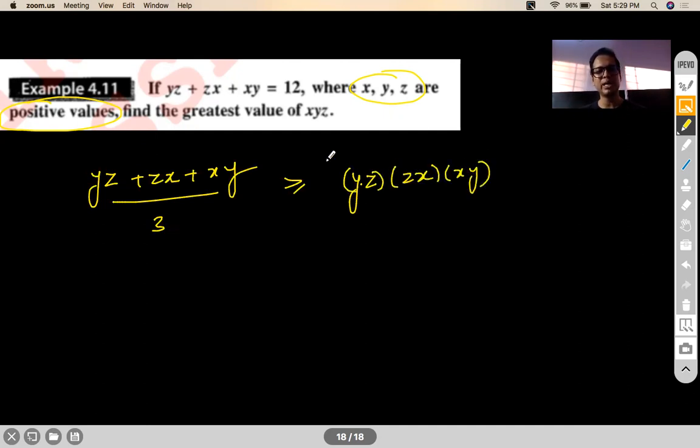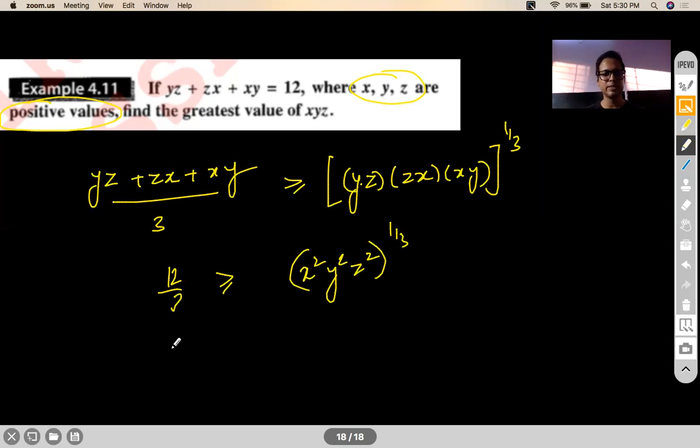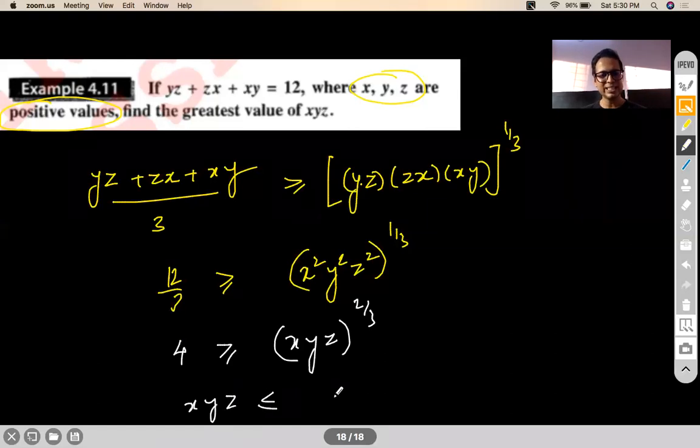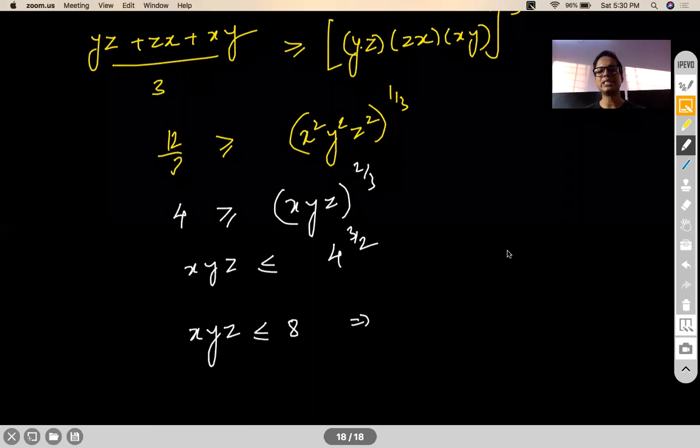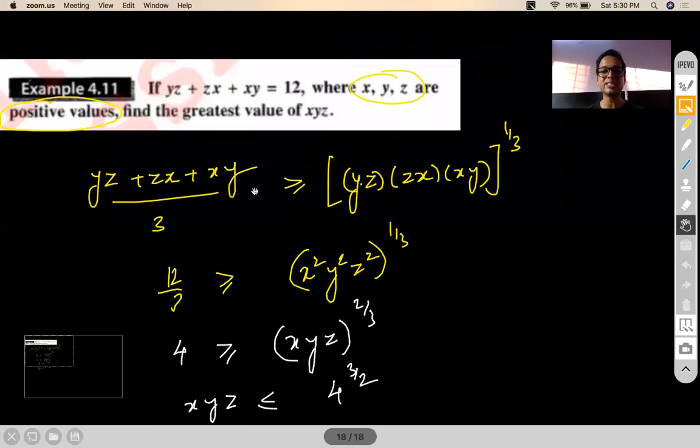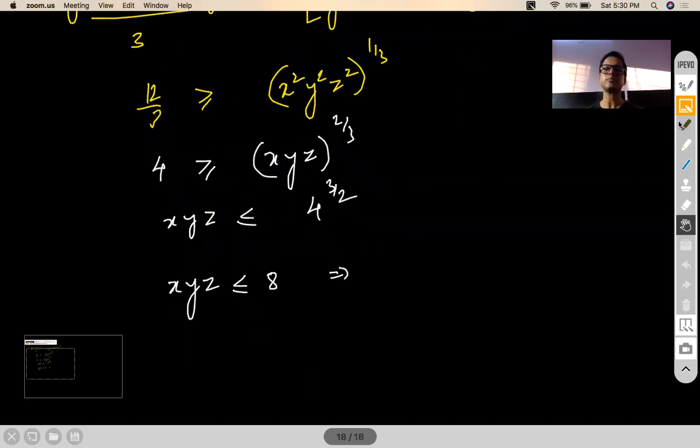So basically I'm multiplying it and taking this, correct? So this is already 12 by 3. This will be greater than or equal to x square, y square, z square to the power of 1/3, which is 4 is greater than xyz to the power of 2/3. So xyz is less than or equal to 4 raised to the power 3 by 2. And 4 raised to the power 3 by 2, as we all know, is 8. Which implies that the maximum value or the greatest value of xyz is 8.